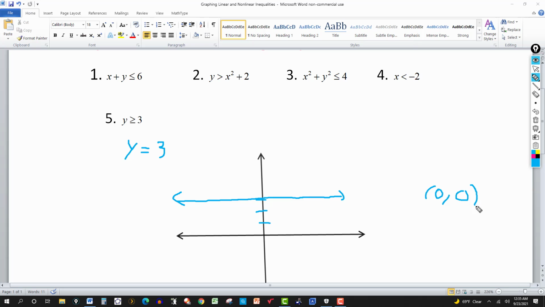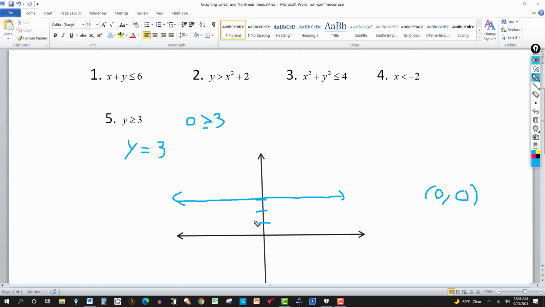You can plug it into the original. So put a 0 where the y is. There's no x, so you don't have to worry about it. Just put in 0 for y. And we get 0 is greater than or equal to 3, which is false. So that tells me that any value over here is going to give you a false statement.